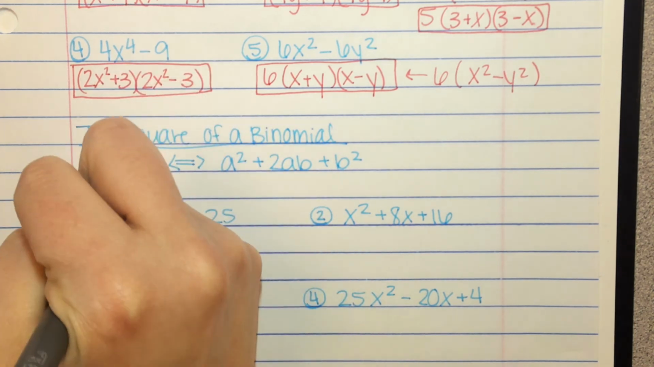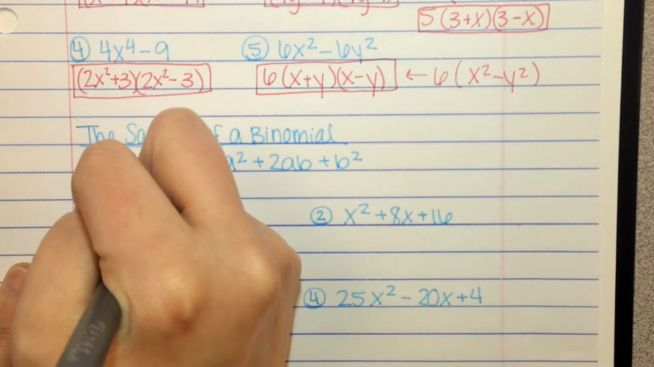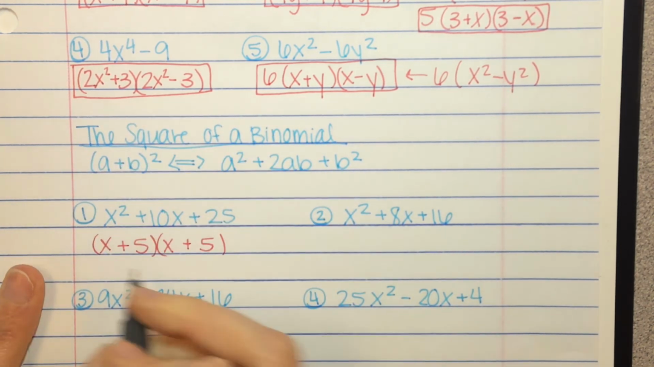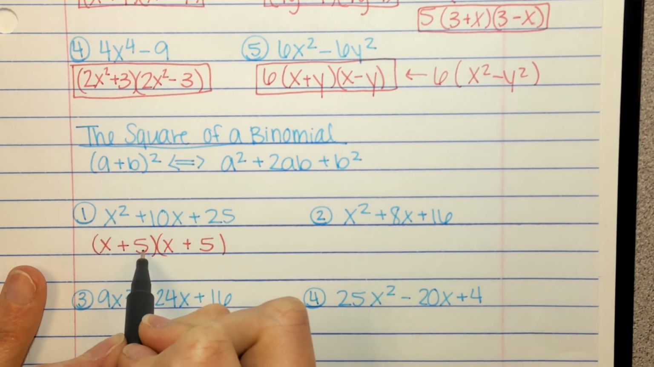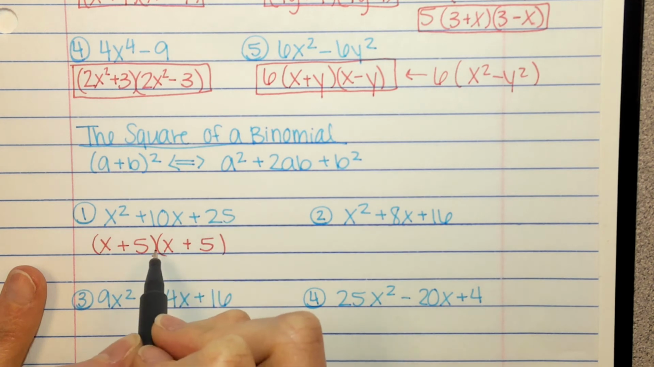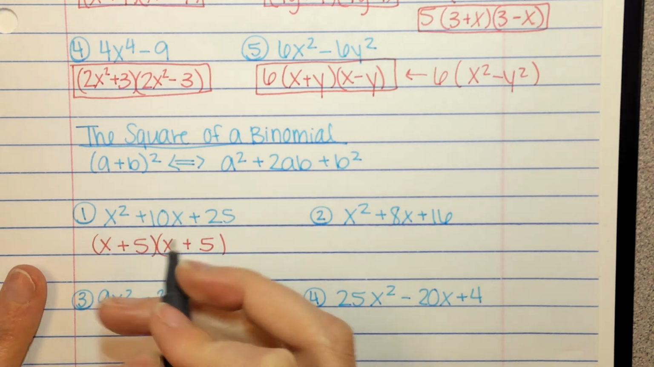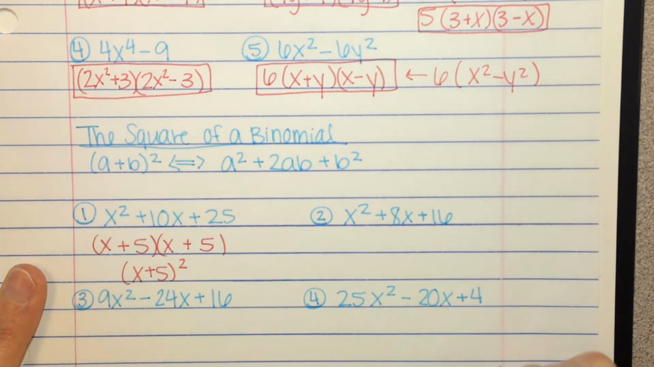So x squared, if I break that up, is x times x. The square root of 25 is 5. And everything's positive, so they're both positive. And so I know that this works because x times x is x squared, 5 times 5 is 25, and my middle terms will be 5x and 5x, and that does give me 10x. This can also be written as x plus 5 squared.